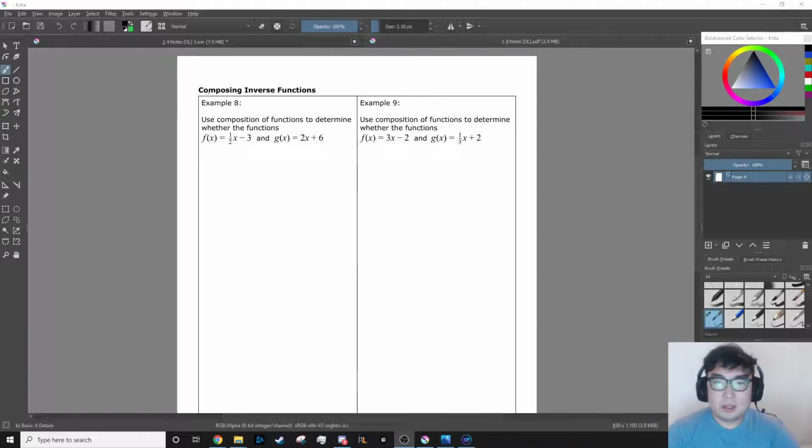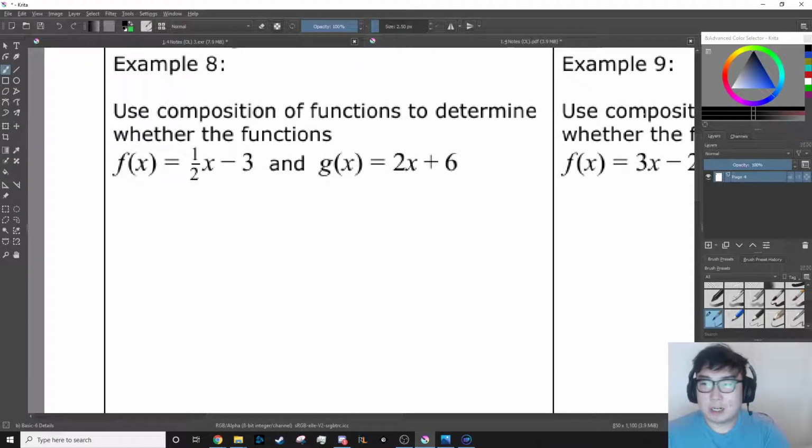All right. Composing inverse functions. This is the meat of the question, and we always have to think, okay, we're thinking of inverse, so eventually my x is going to be my y and my y is going to be my x. And you know that eventually that's going to be true, but let's read the question. Example 8. Use composition of functions to determine whether these functions, f of x and g of x, are inverse. I forgot to type out 'are they inverse?' but for saving space, we're not going to write it.